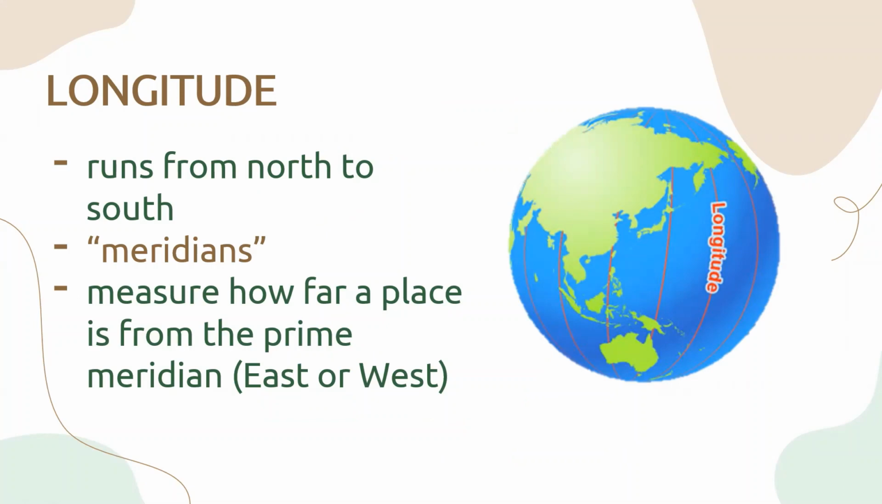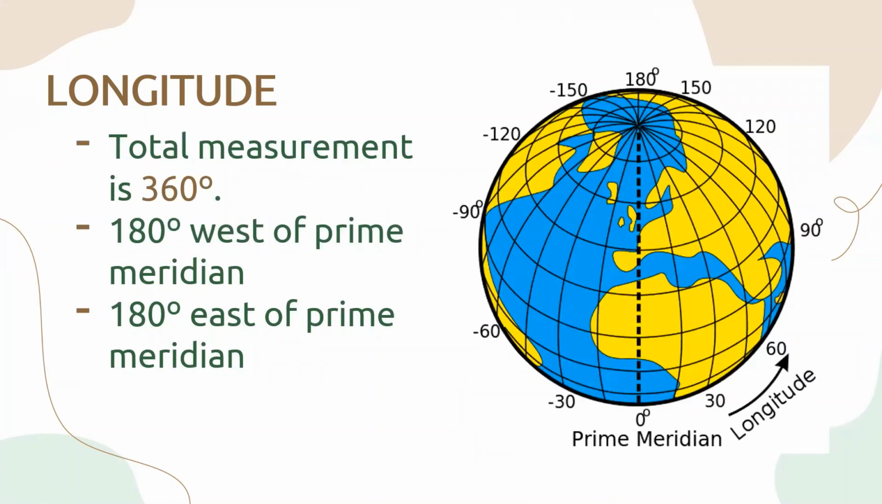Longitude, on the other hand, runs from north to south. They are called meridians. They measure how far a place is from the prime meridian, or if they are located in the east or west of the prime meridian. Total measurement of all lines of longitude is 360 degrees, 180 degrees west of prime meridian and 180 degrees east of prime meridian. Are these imaginary lines clear to you?